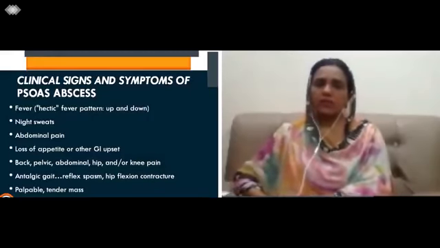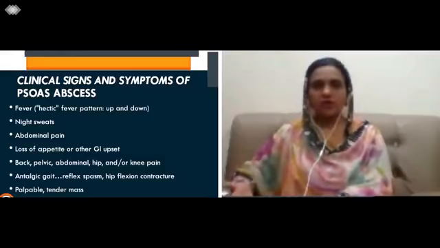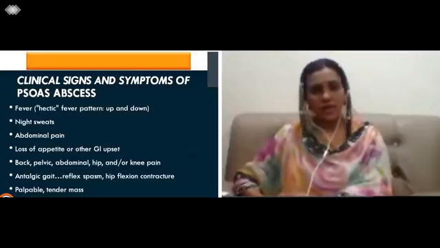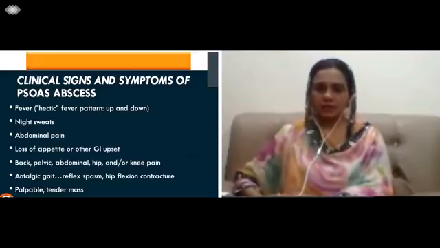So now we are going to discuss the clinical signs and symptoms of psoas abscess. Obviously, it is a kind of infection. So the patient has fever, and there is hectic fever. Hectic fever is a type of fever which spikes during a day.